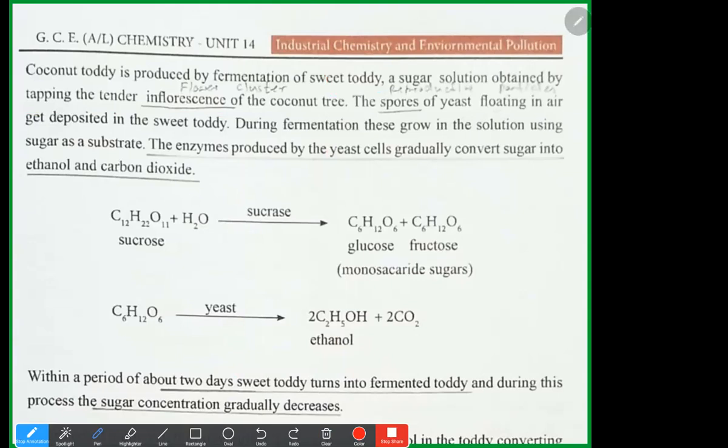The spores of yeast are floating. Once you are making this juice, these spores of yeast floating in the air come onto it and get deposited in the sweet toddy.